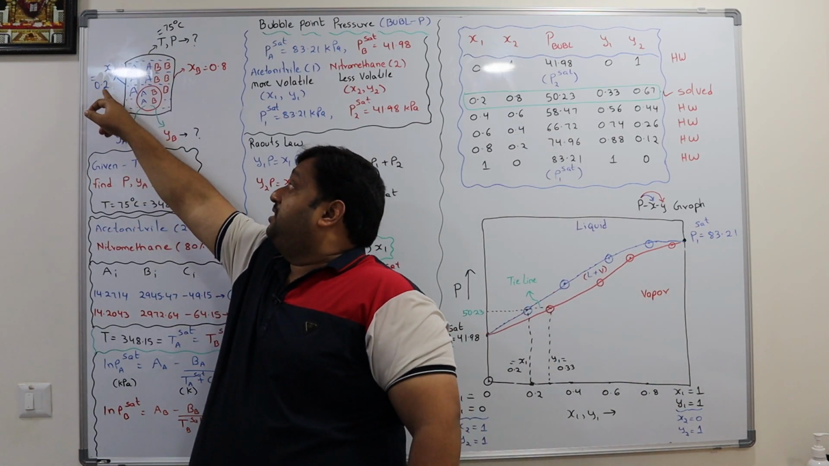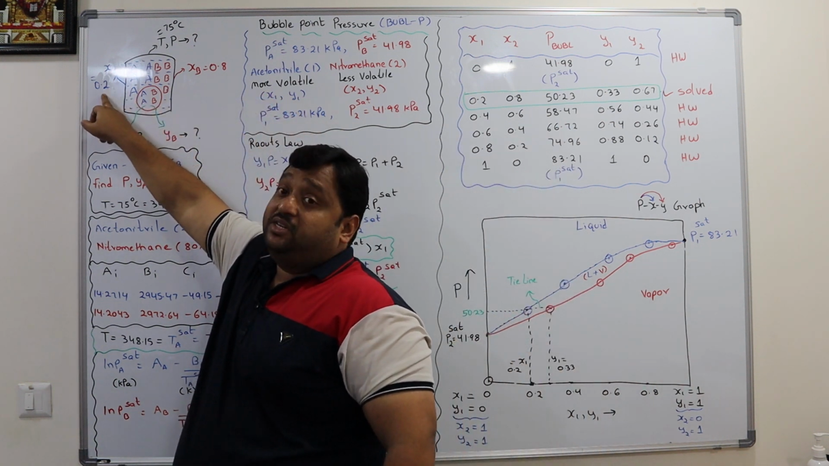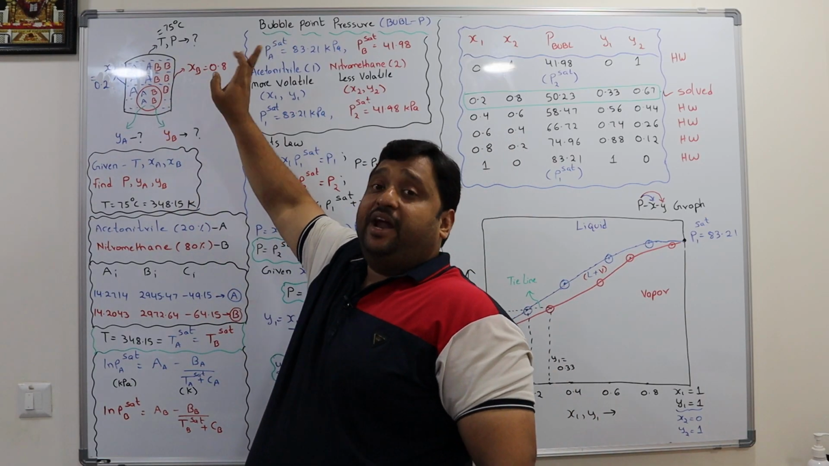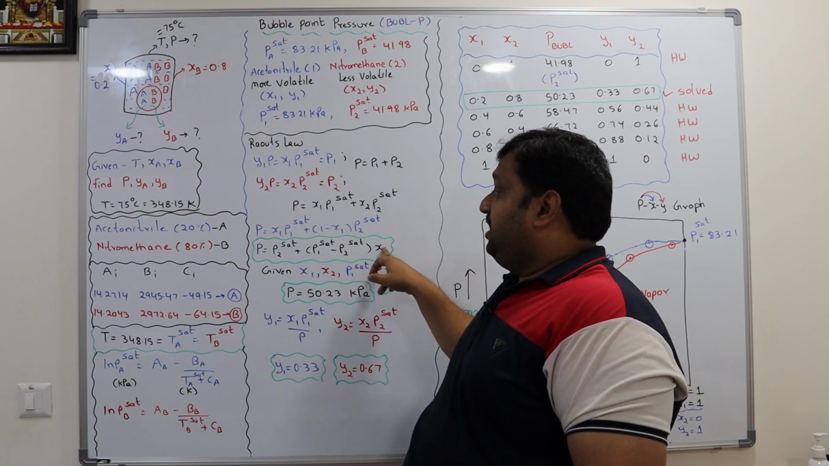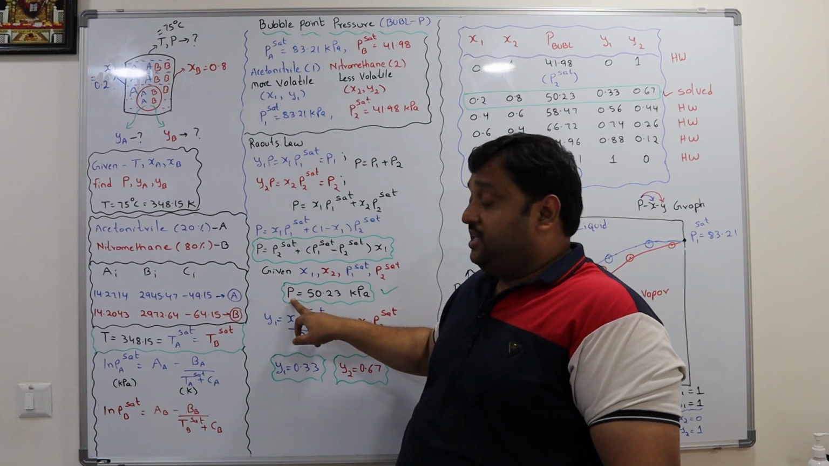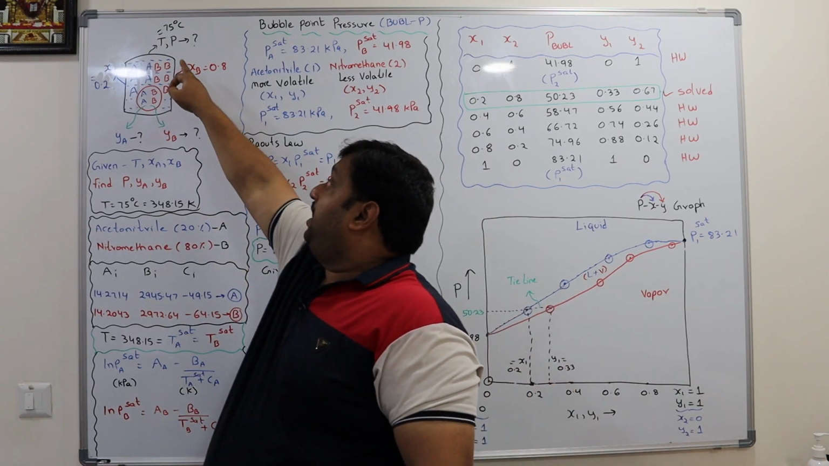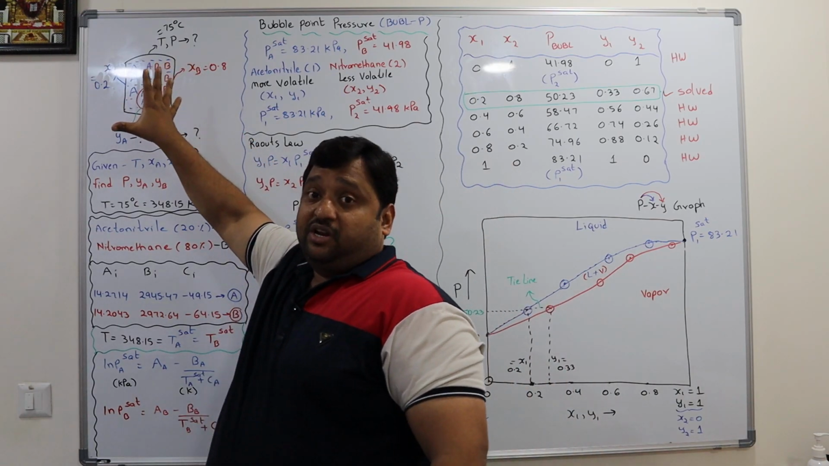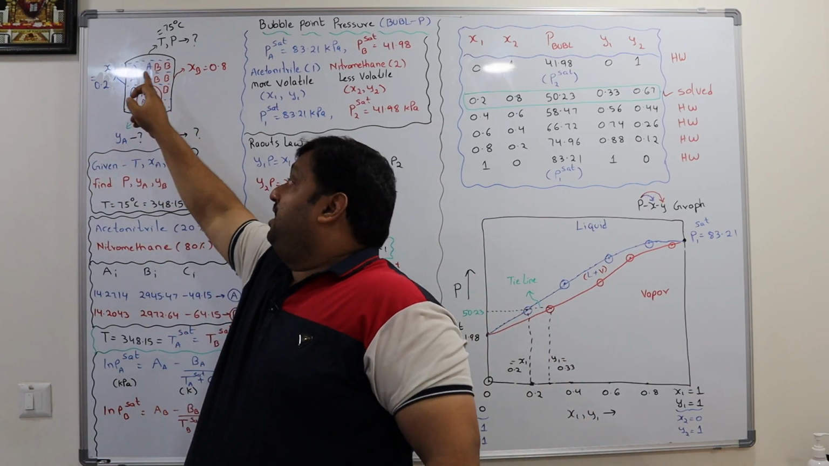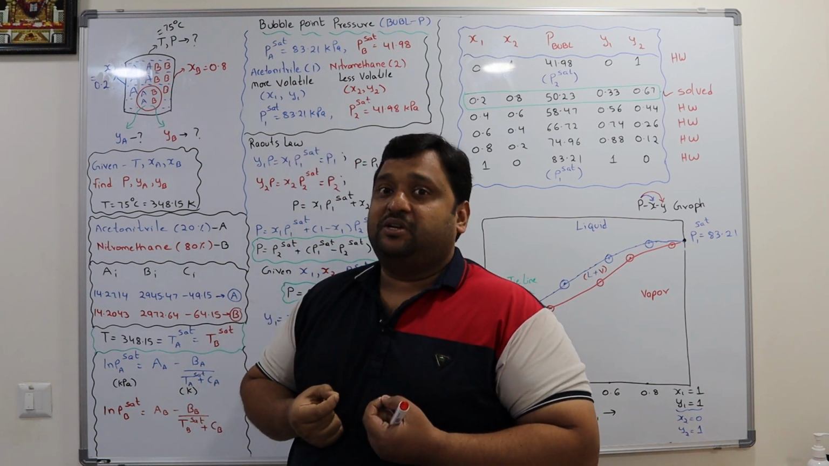Here our X1 is nothing but XA, which is 20%, and X2 is given by XB, which is 80%. Everything is given in this equation. You are supposed to calculate the total P. The total P is 50.23. You can see now you have calculated the bubble point pressure of a liquid which contains 20% acetonitrile and 80% nitromethane. The bubble will start at that particular pressure.